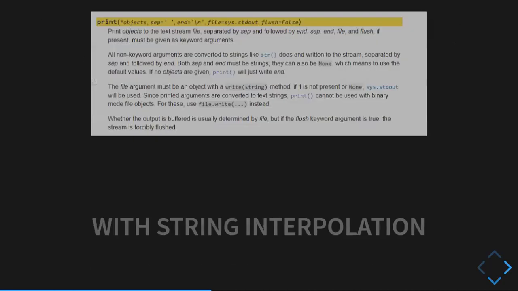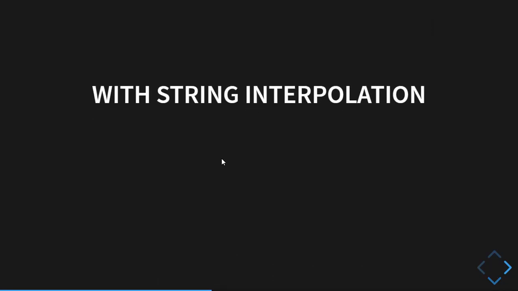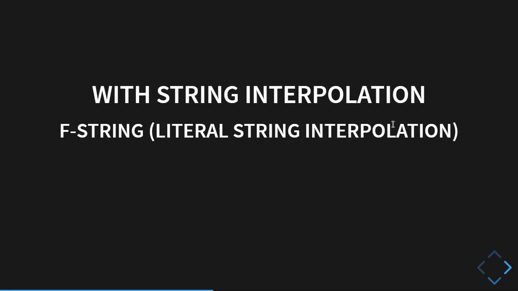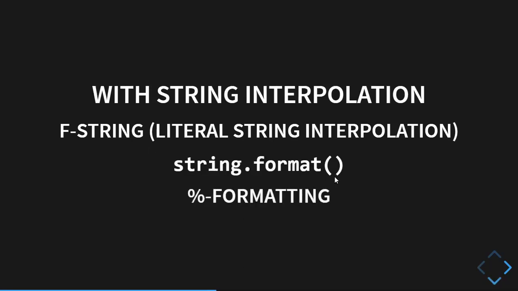Okay. All right, so the other way is strings with interpolation. So we have the F string, which is literal string interpolation, string.format, which is basically just the older version of the F string. And then finally, we have the % sign formatting, which is the older, more C-like syntax we use for interpolation.